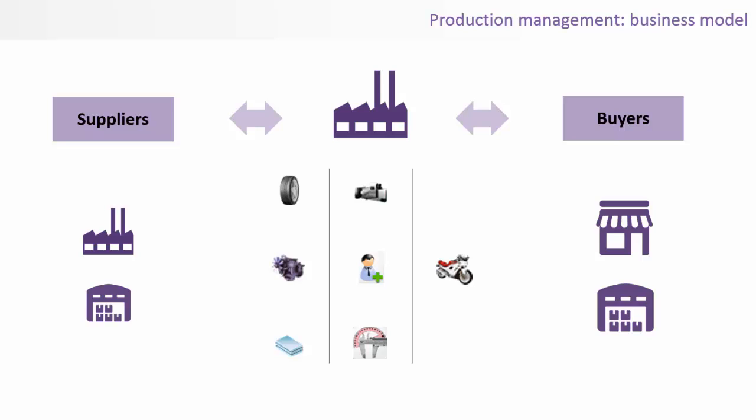For the second stage, you require equipment, employees, and know-how, or technology, of how assembly should be done. Only after completing these two stages can you start the production process. The result will be a motorcycle, which then can be sold to buyers, stores, and warehouses.